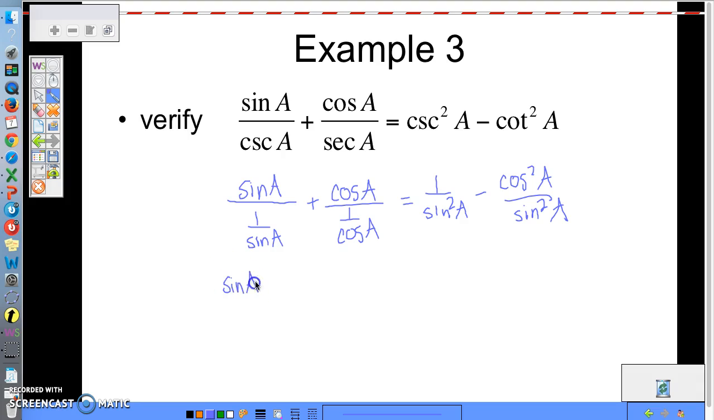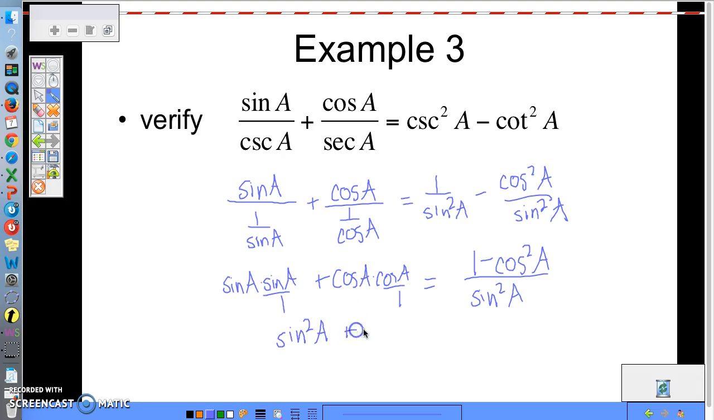So this is really the sine of A times the sine of A over 1 plus the cosine of A times the cosine of A over 1. We have a common denominator here, so it's sine squared of A, 1 minus the cosine squared of A. So this is really sine squared of A plus cosine squared of A equals, well, 1, sine squared plus cosine squared. If I keep going, I know that side equals 1. So we have 1 minus the cosine squared of A equals sine squared of A.